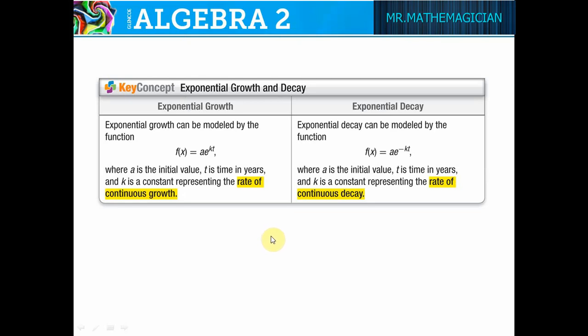This is Mr. Mahmoud explaining Algebra 2, Chapter 6, Lesson number 10, using logarithms in solving exponential equations.